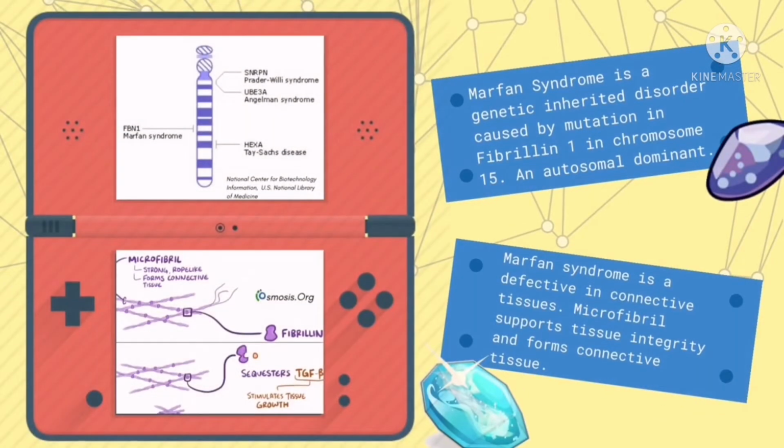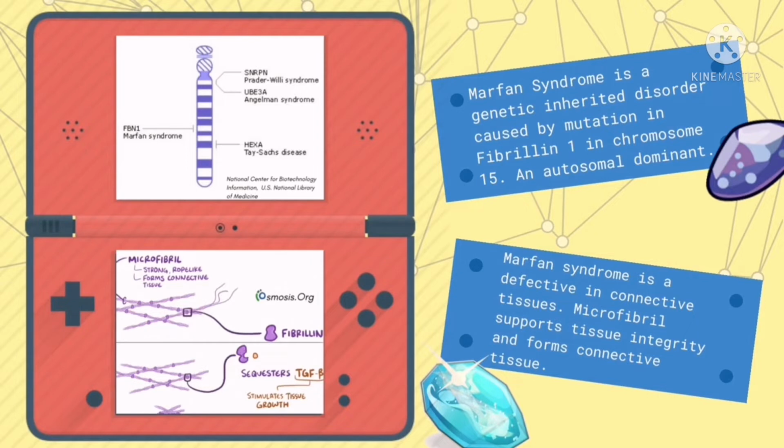Marfan syndrome is a genetic inherited disorder caused by a mutation in fibrillin 1 on chromosome 15, which makes it an autosomal dominant disorder, meaning that only one abnormal copy of the Marfan gene inherited from one parent is enough to pass it to the offspring. This is rare because it only happens in 1 in 5,000 people. Most cases are from inheritance and only 25% because of other reasons.